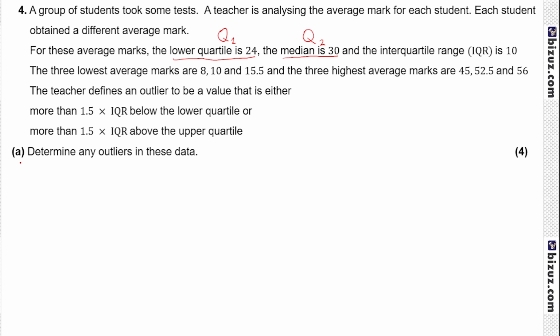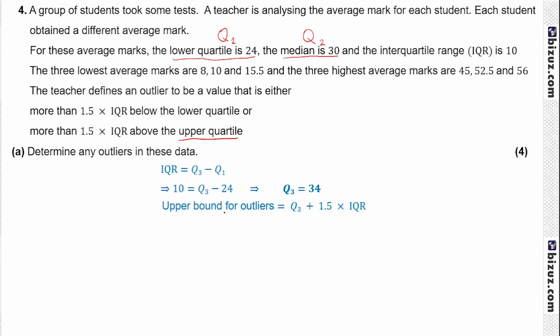All right, so part A tells us to determine any outliers in these data. So obviously, first we need to determine these bounds, and then according to that, we need to declare which of these extremes are outliers. Now, before finding these bounds, we actually need the upper quartile Q3 for this one, but we do not have that. However, we know that the IQR is going to be Q3 minus Q1. And we already have the IQR and the value of Q1. From here, we can solve for Q3. That turns out to be 34.